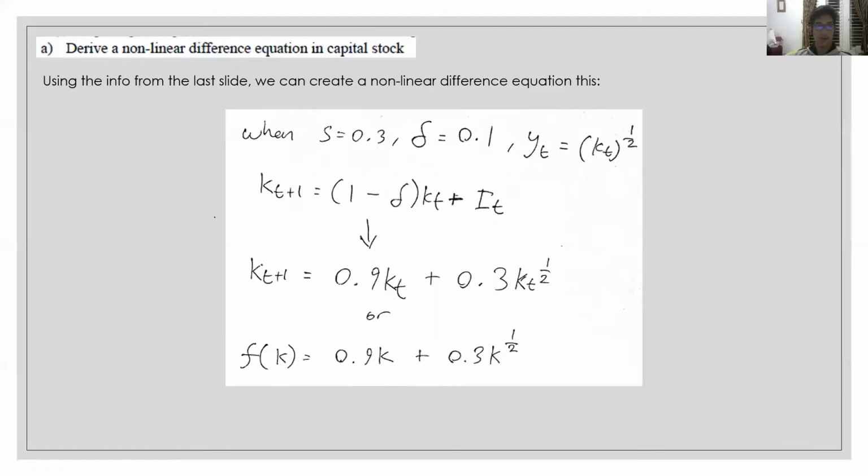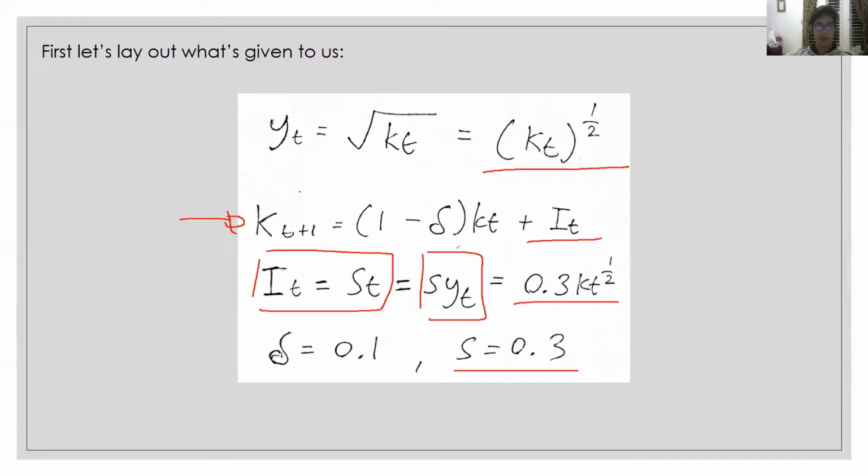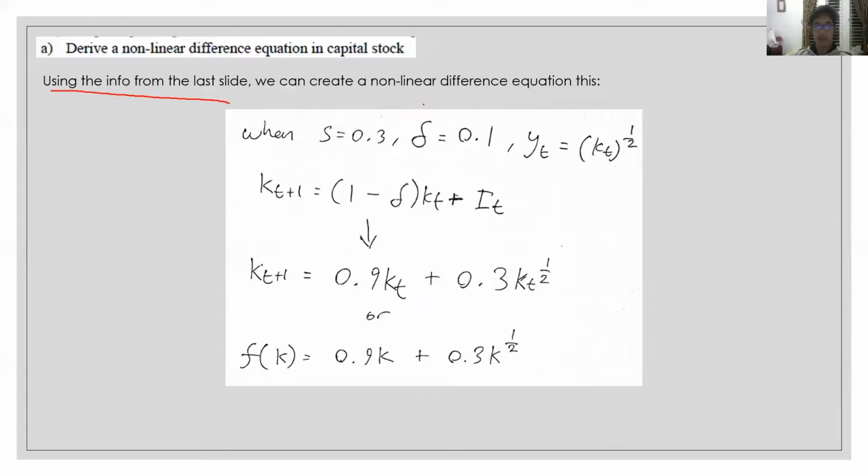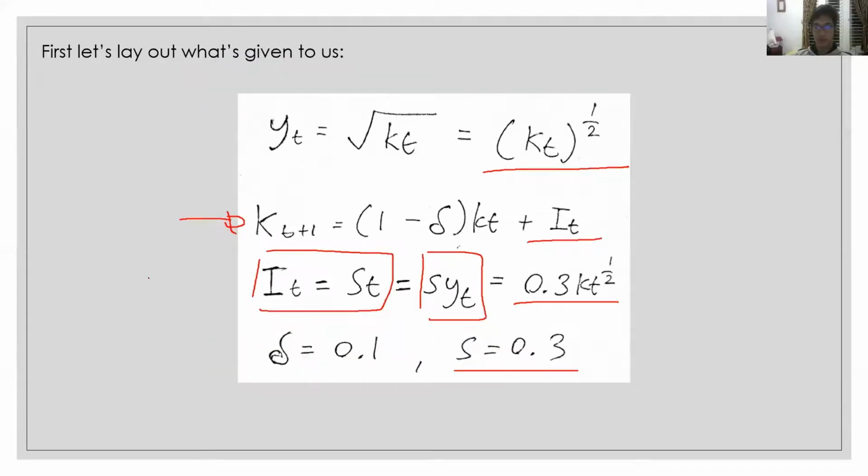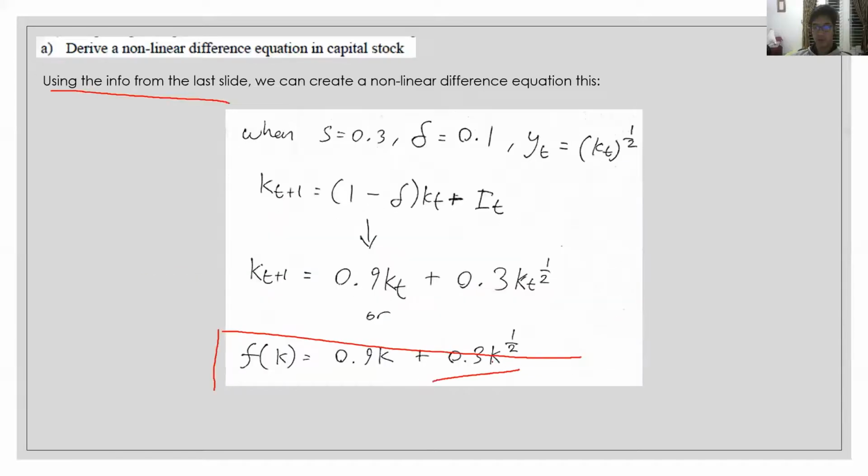So to derive a nonlinear difference equation in capital stock, using the info from the last slide right here, we can create a nonlinear difference equation of this right here, f(K) equals 0.9K plus 0.3K to the power of 1/2. This again is from this right here, 0.3 K_T to the power of 1/2, and 0.9K is obviously 1 minus delta, and we know that delta is 0.1, so 0.9K.